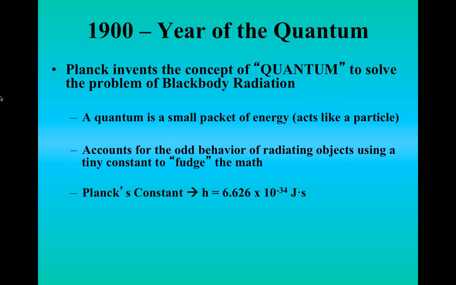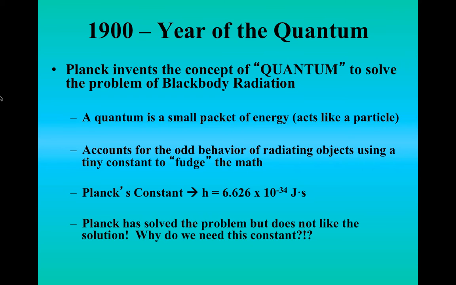So we have here Planck's constant, which is on the front page of your reference table. We're going to round it to 6.63 times 10 to the negative 34 joule seconds. If you want to be more specific, you can use the thousandth decimal place. That is totally fine too. Planck was able to solve the problem, but did not like the solution because we have to estimate and almost fudge the numbers with this constant.